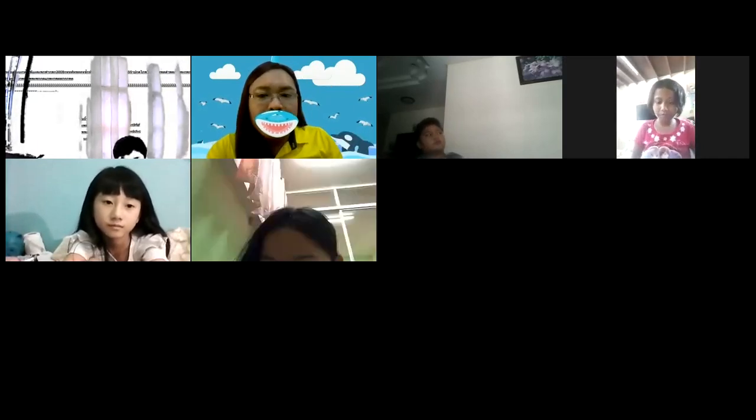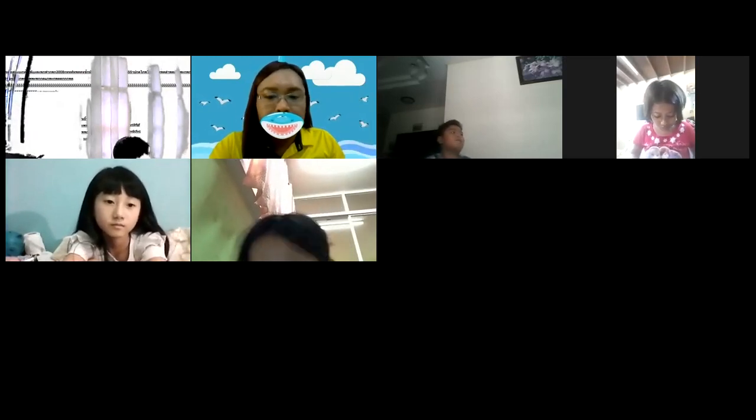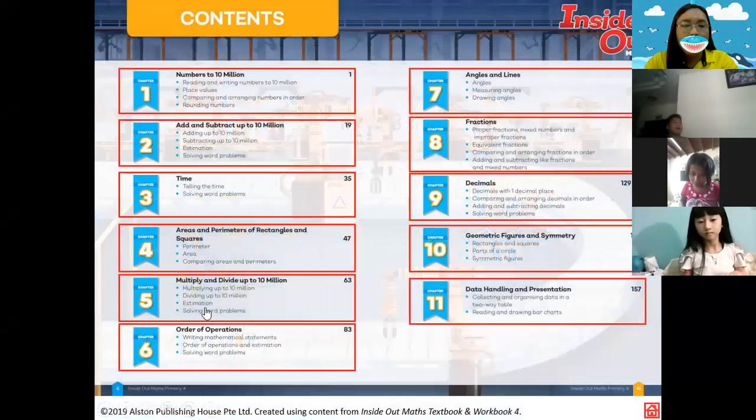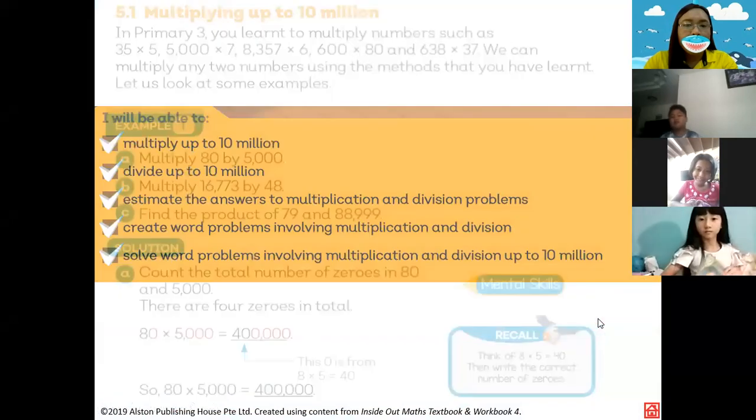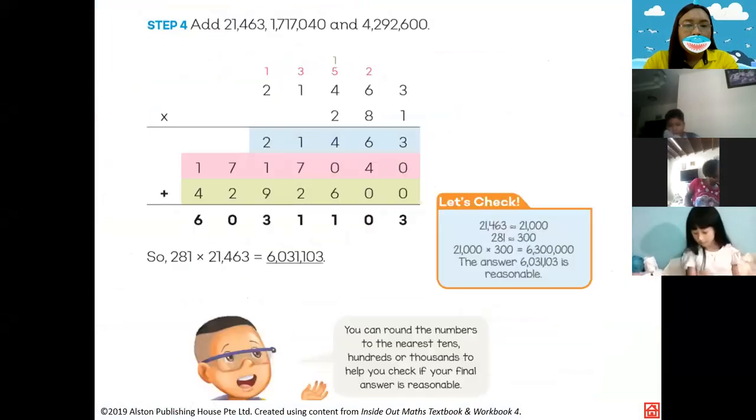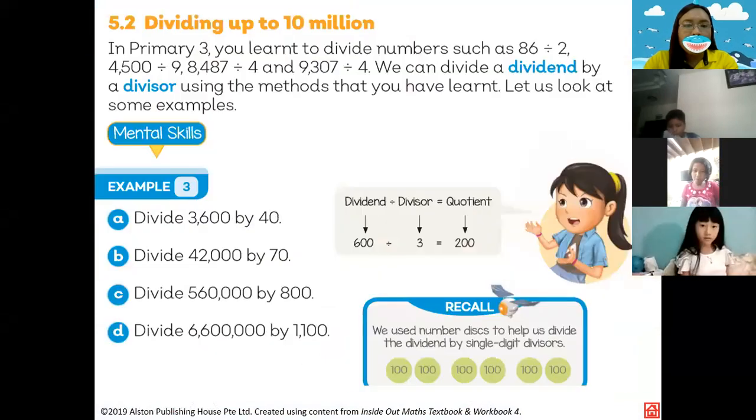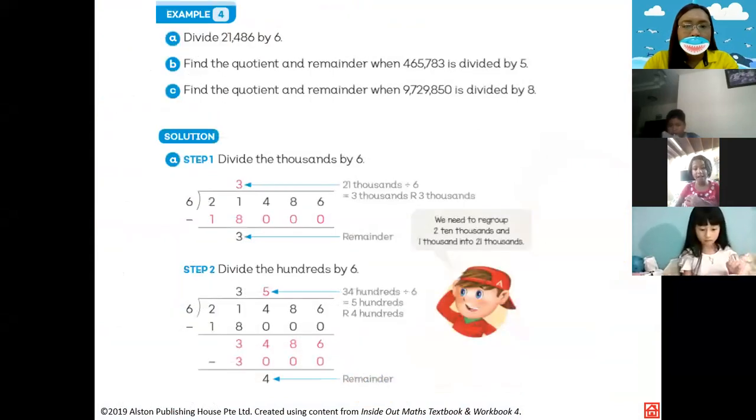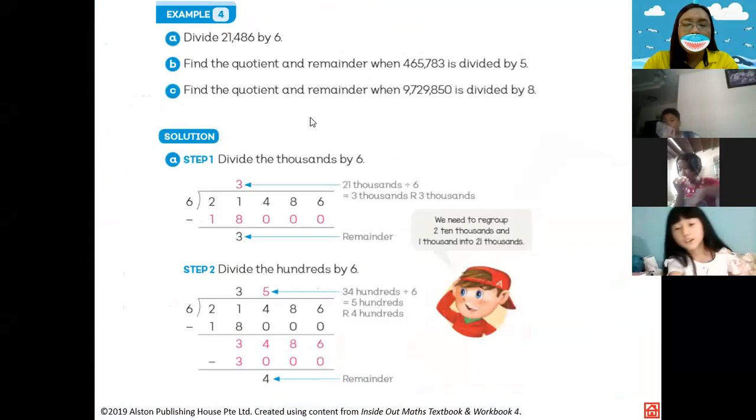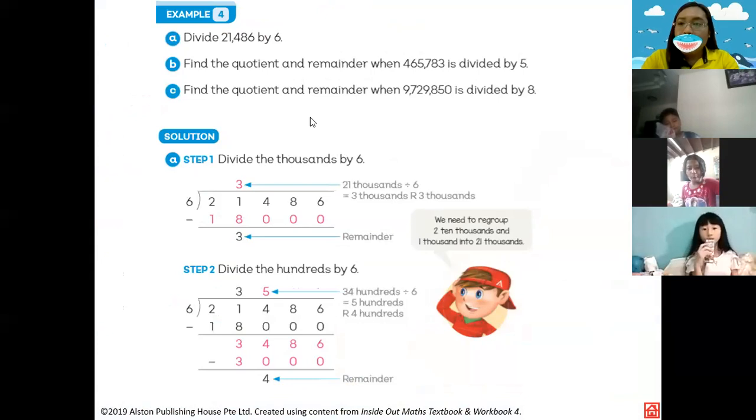Okay, everybody, I want you to get your book and open on page... let me check what page it is. Hold on. Let me share the page for you. All right, so everyone open your book on this page. I don't know what page it is. Alpha, do you know? Okay, open your math textbook on page number 70, example number 4.